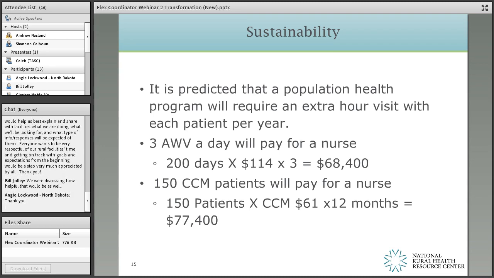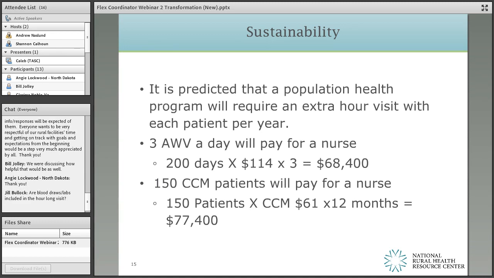So I said earlier it is predicted that a population health program would require an extra hour of visit in each patient year, and that is probably one of the most important sustainable things that you can do, to have that many more visits that you're billing the all-inclusive rate in. So if we look at an annual wellness visit as an average billable of $114, and I did 200 days, let's say you did 3 times a day for 200 days, just assuming that's how many a nurse could do, times 114, that's $68,400. You would, of course, need to have that many Medicare beneficiaries and a percentage of those in order to be able to hit that number, but that's how you would figure out your calculation.